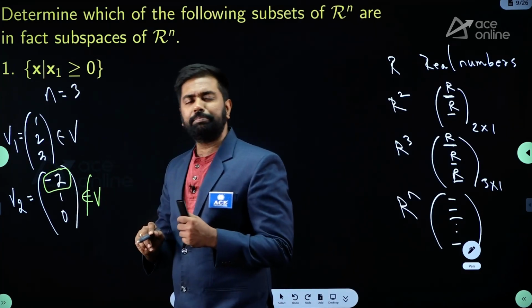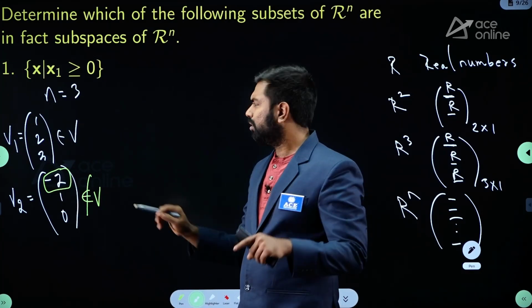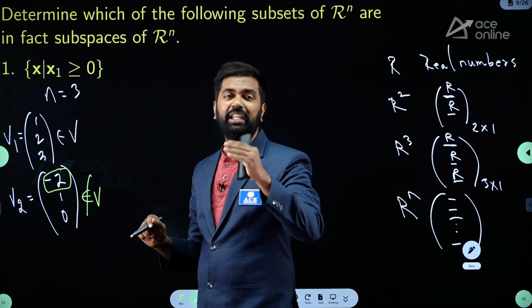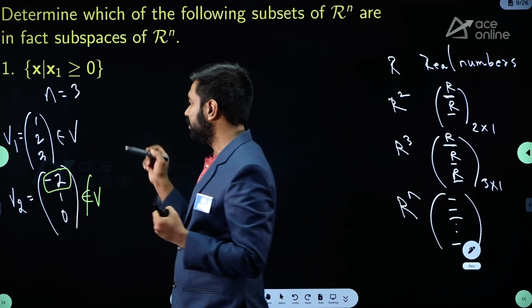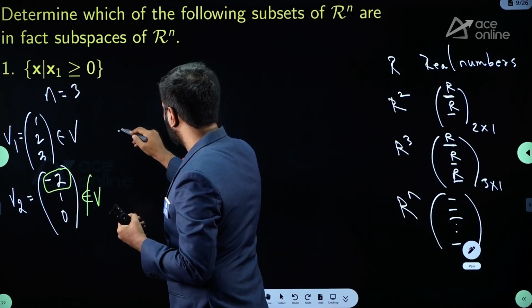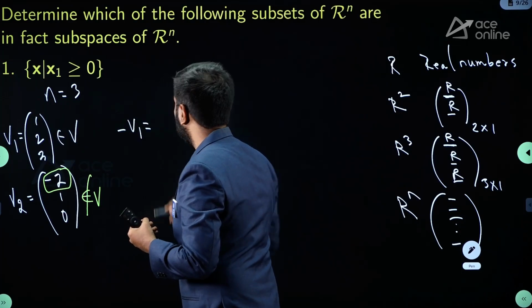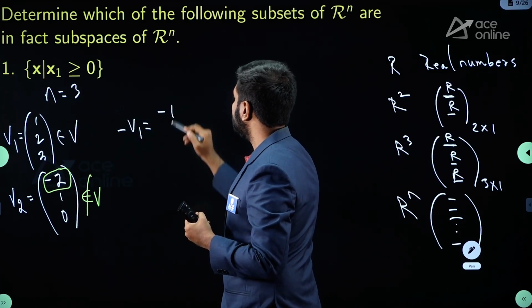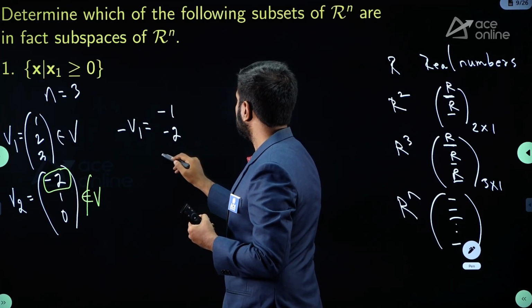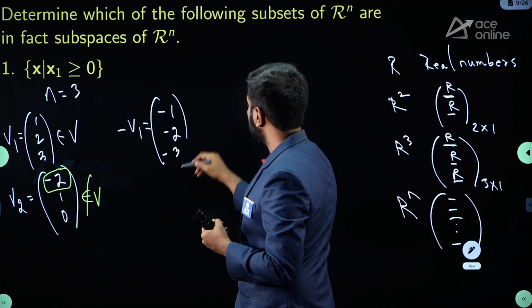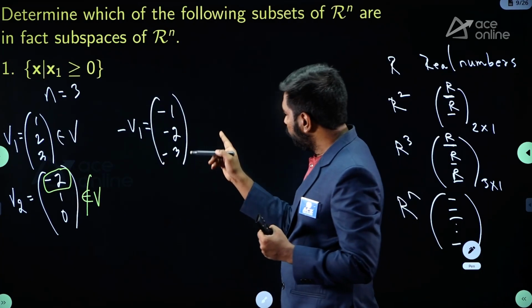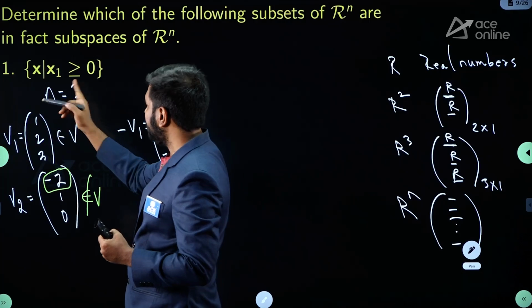Like we said, if V1 belongs to this set, then minus V1 should also belong to the given set. Let's examine what is minus V1. It contains elements like -1, -2, -3. So this is minus V1. Will this be part of this set?